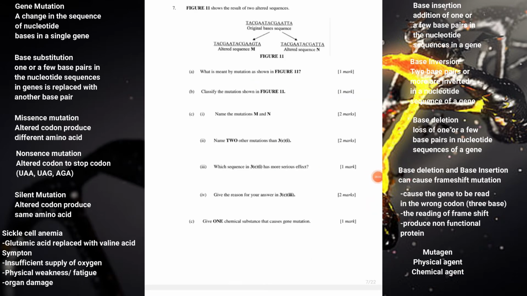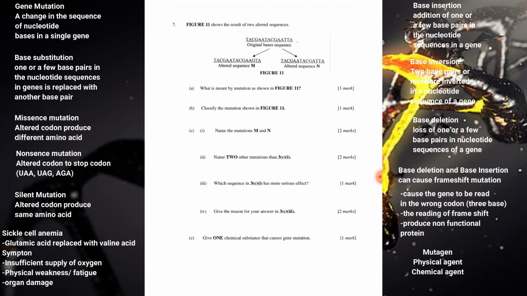7. Figure 11 shows the result of two altered sequences. So what is meant by mutation as shown in figure 11? So now we have here the original base sequence. This one is altered sequence M and altered sequence N. So for altered sequence M, what you see here is that thymine is replaced by guanine. So this one is referred to as base substitution.